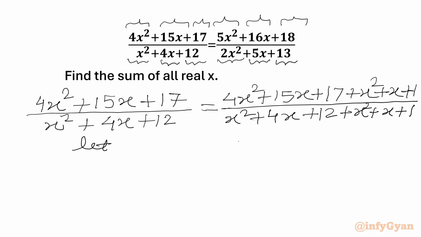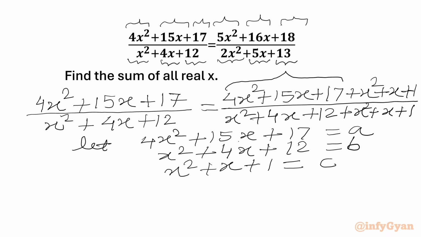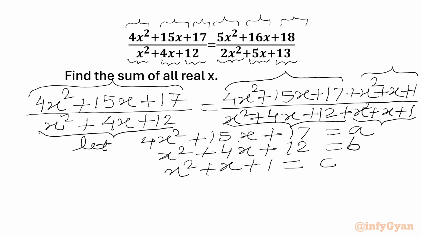Now let us say 4x² + 15x + 17, suppose this is A. x² + 4x + 12, suppose this is B. And we have x² + x + 1 also, suppose this is C. So we can write here, this is A, this is C, this is our B, this is C. In LHS, this is our A, and here we have B. So we will write our equation A/B = (A + C)/(B + C).